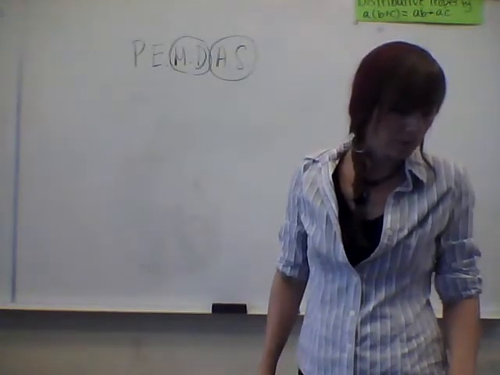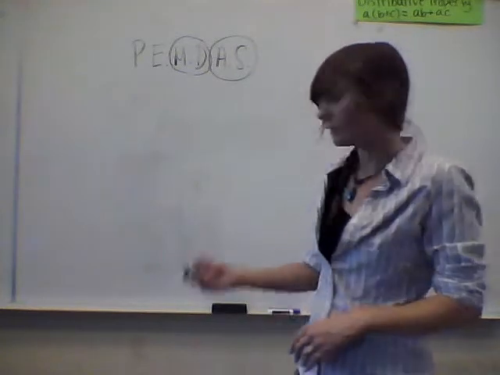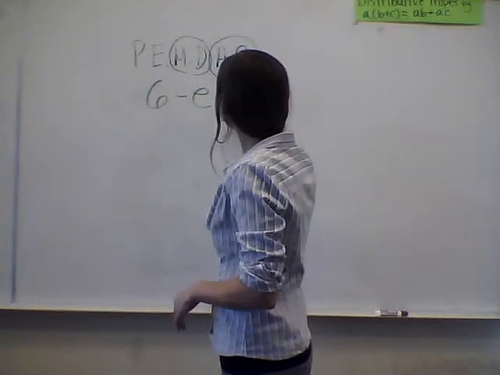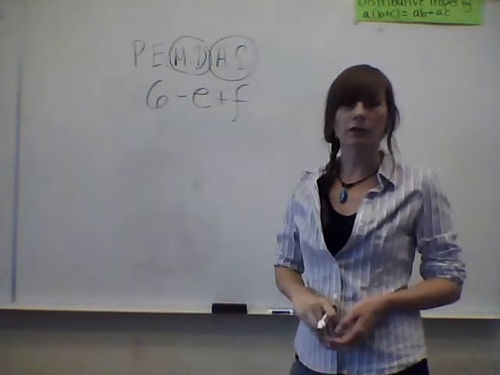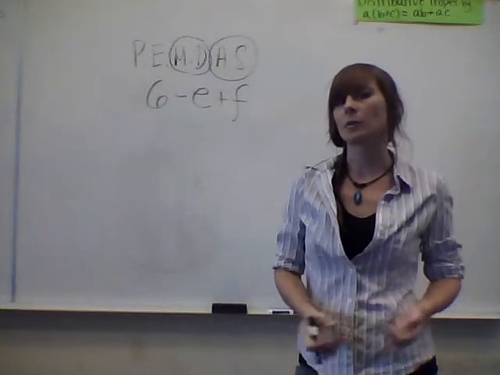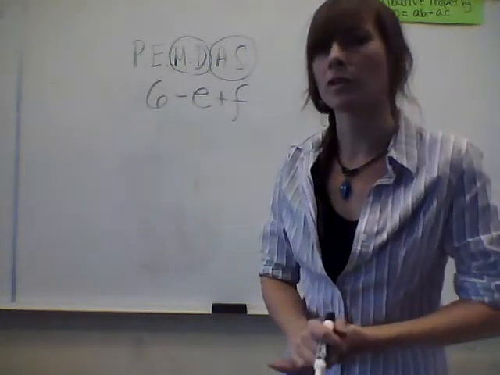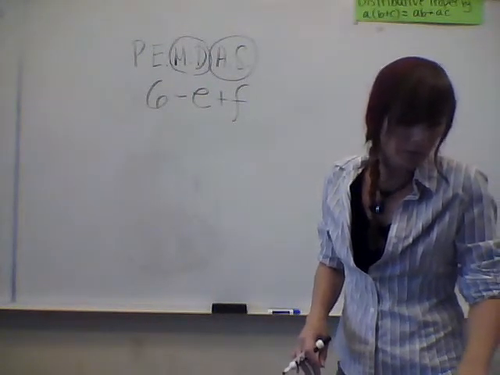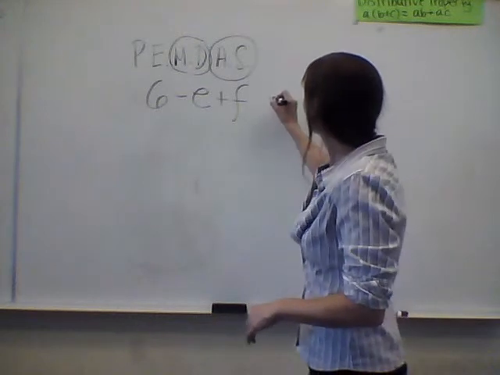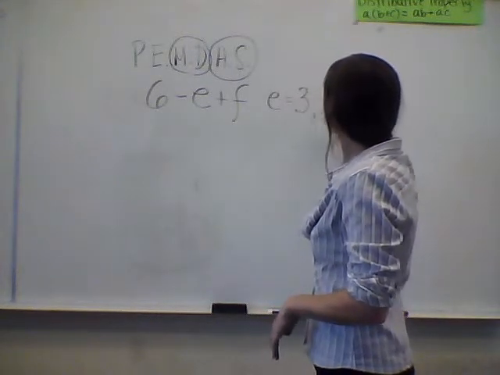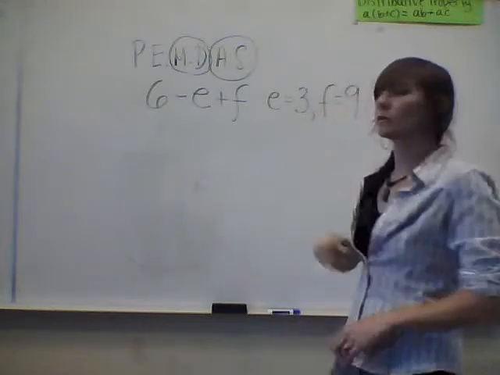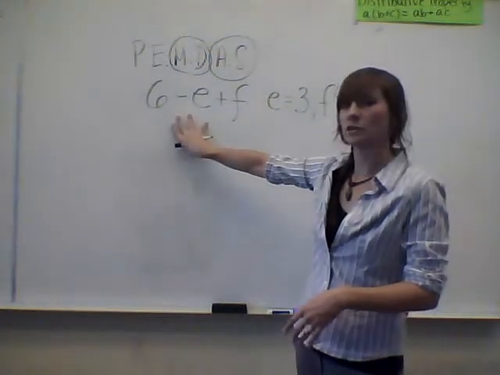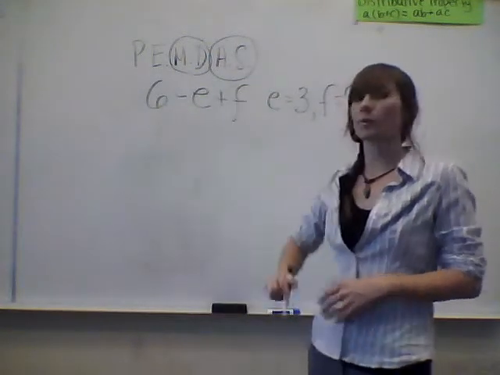Okay, another example would be 6 minus e plus f. 6 minus e plus f. Okay, so x and y aren't always used as variables, but they're the most common variables that are used in algebraic expressions. Now in this one, e equals 3 and f equals 9. So e equals 3, f equals 9. So just like the last expression, we're going to plug in the values for e and f into this expression and then evaluate it using order of operations.